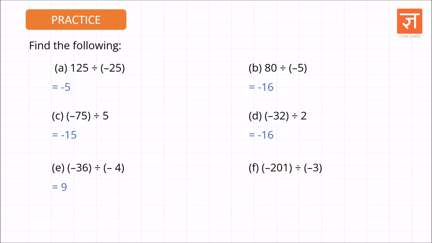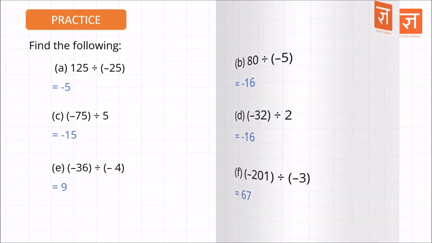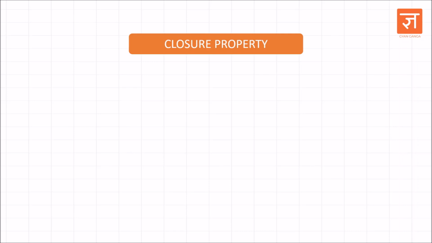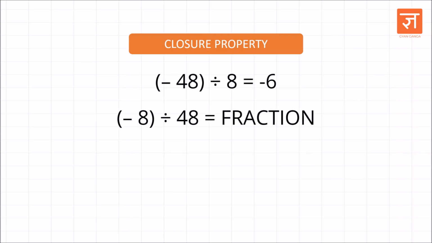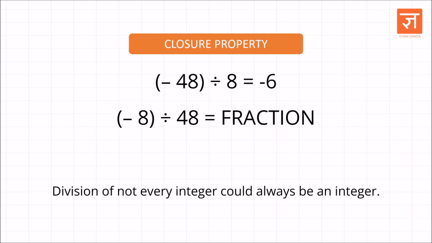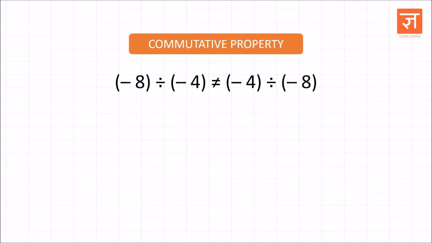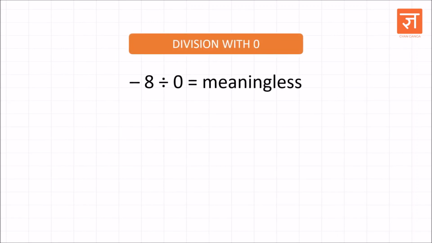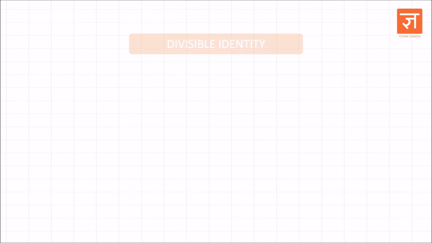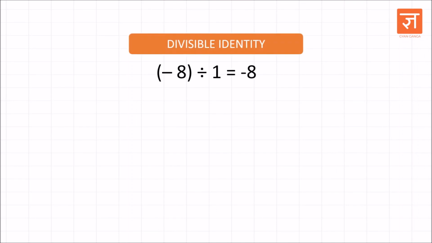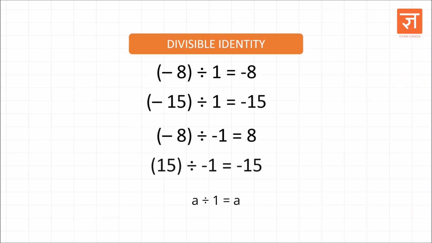So now let us learn about the closure property of division. It is not necessary that the result will always be an integer. So it is not closed under division. Next, commutative. Minus 4 divided by minus 8, and minus 8 divided by minus 4. It's never going to be the same. So it is non-commutative. Division with 0 is meaningless. And the divisive identity is 1. Multiplicative and divisive identity is 1, but not minus 1. Minus 1 only in the case when the integer is also negative.